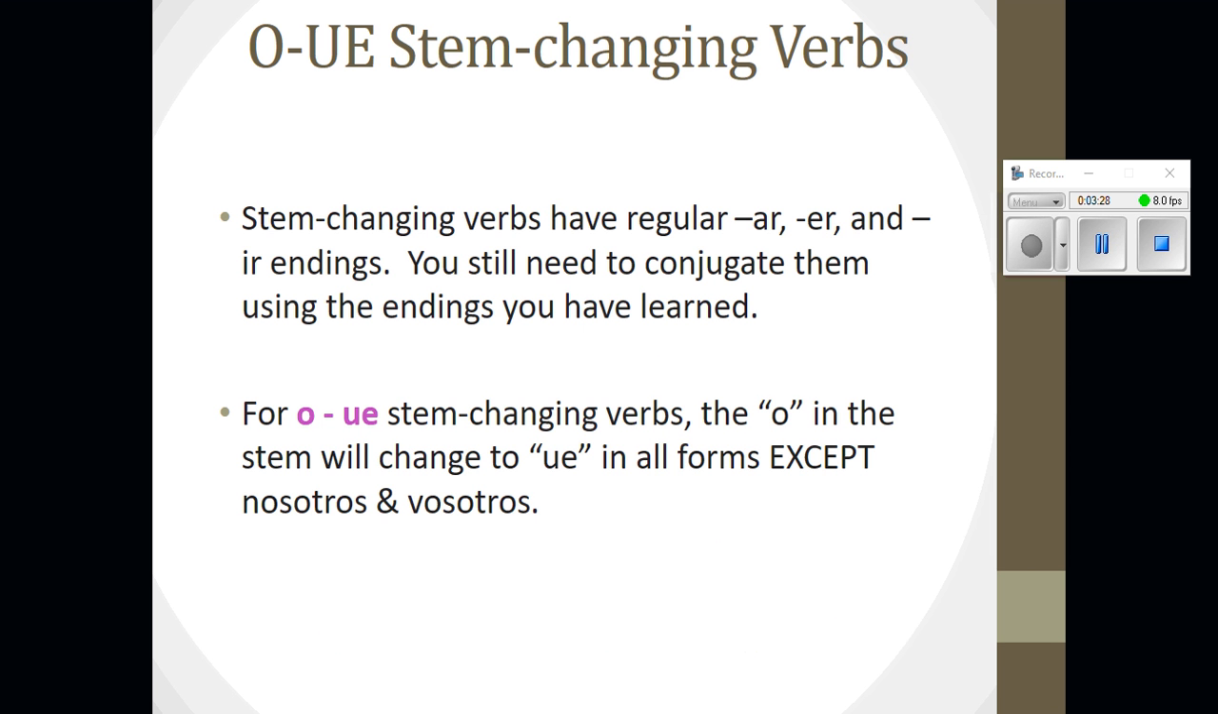All right, stem changing verbs have regular AR, ER, and IR endings, which means when you conjugate them, for example, if it's an AR verb, you would put O, as, a, amos, an, and so on. You still need to conjugate them using the endings you have learned. For O to UE stem changing verbs, the O in the stem will change to UE in all forms except nosotros and vosotros. So you remember when we studied E to IE stem changing verbs, we could not stem change those verbs in the nosotros or vosotros forms, and that will be the case with these O to UE verbs as well. Okay, pause the video and fill in the last part of part A of the note guide.